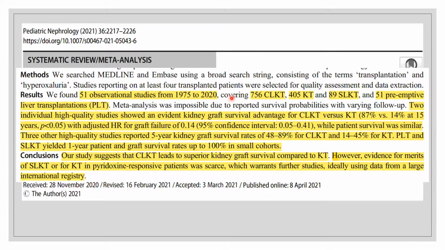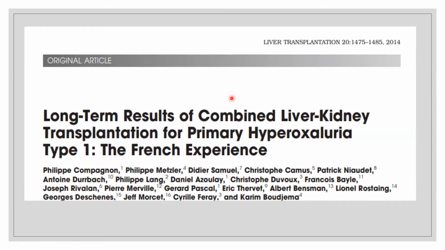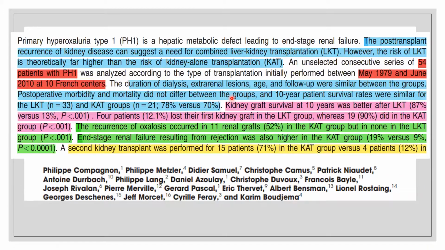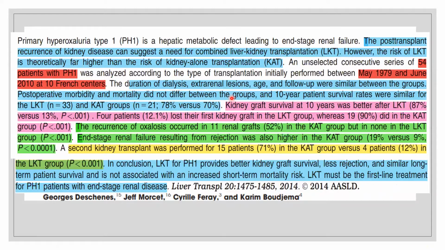These are articles published in Liver Transplantation Journal 2020, with long-term results of combined liver kidney transplantation for primary hyperoxaluria type 1 from France. They have included 54 patients with primary hyperoxaluria from 10 different centers from 1979 to 2010. And they have concluded that.